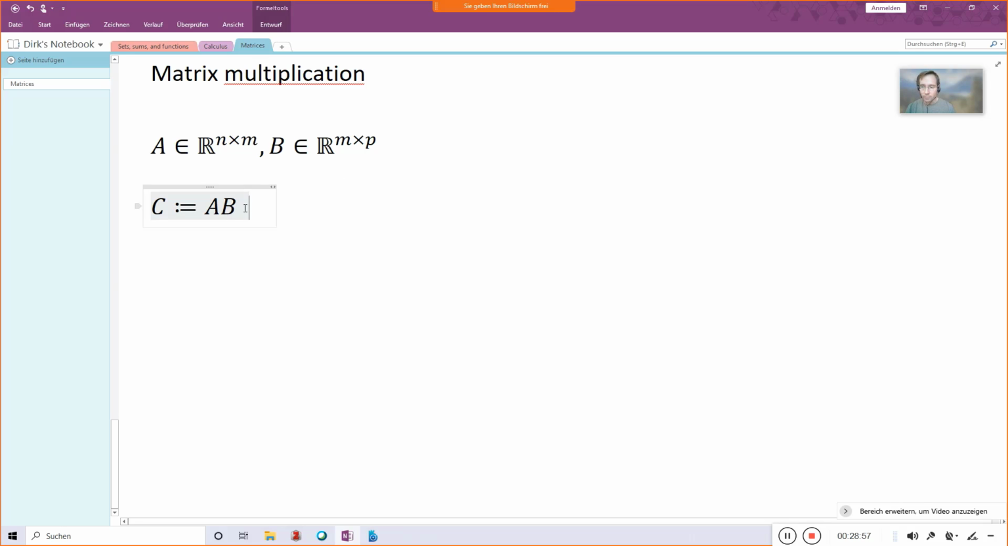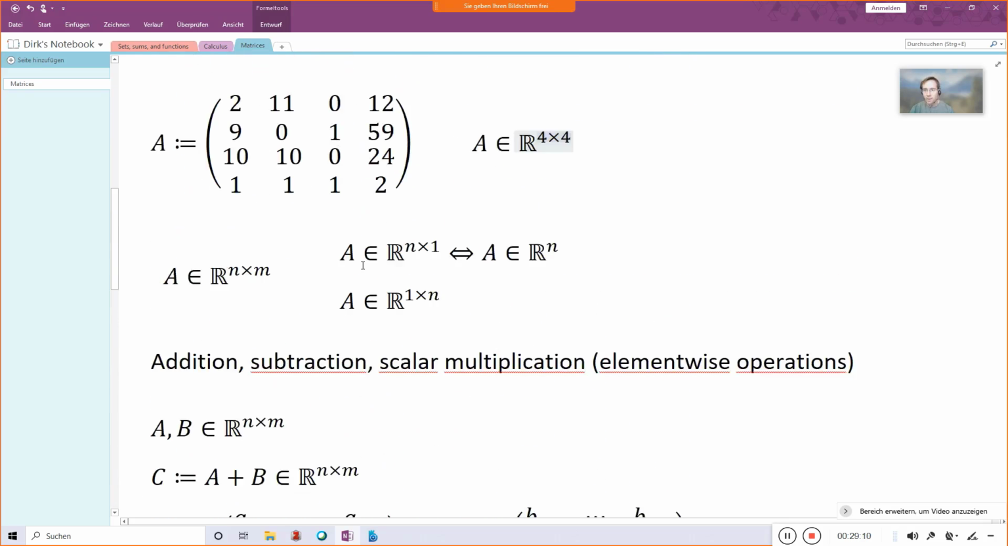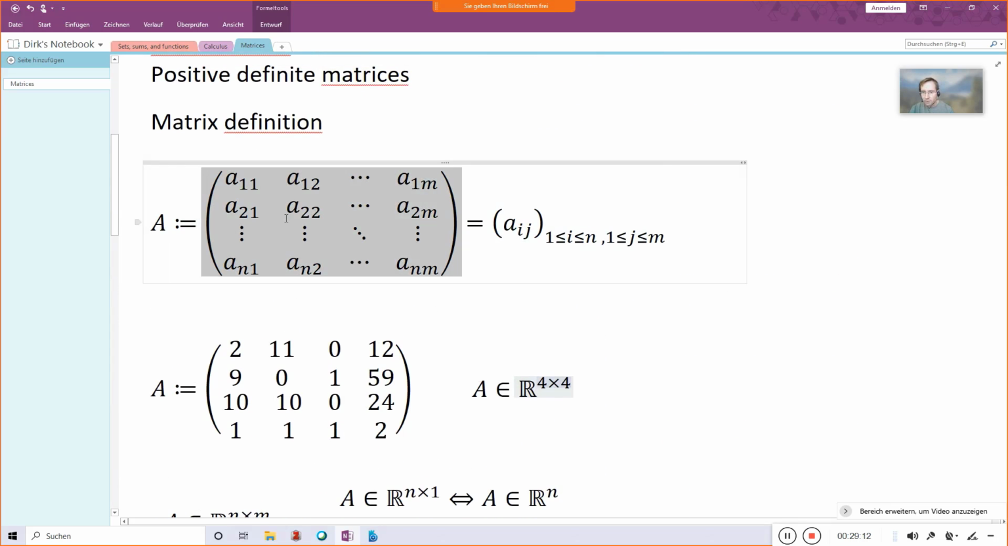If these criteria are fulfilled, then we can compute this matrix product, and this matrix product is defined in a specific way. And for that, I think I want to take this thing here.